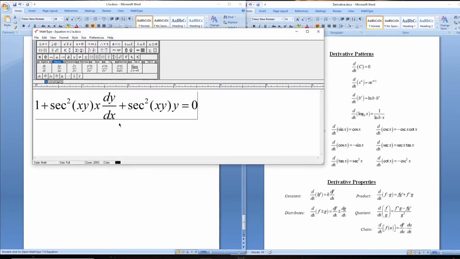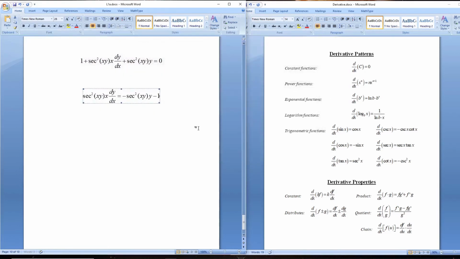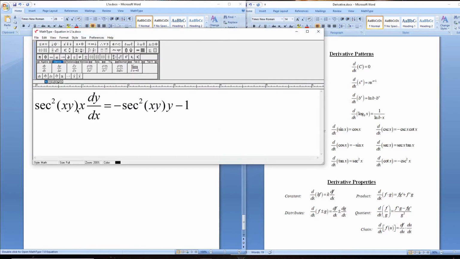And now we're going to isolate dy dx, which means we're going to take this whole term, move it to the right side, so that'll make it negative. And we have a 1 sitting here by itself that will move to the right side. I'll make that negative. And I'll just leave that as a step of work right there. Because our last step now is just to divide everything sitting in front of dy dx.